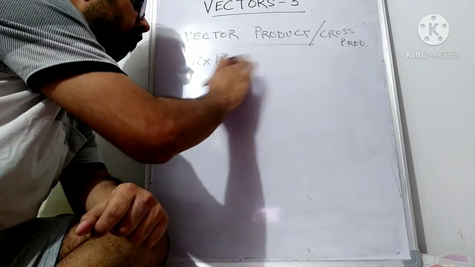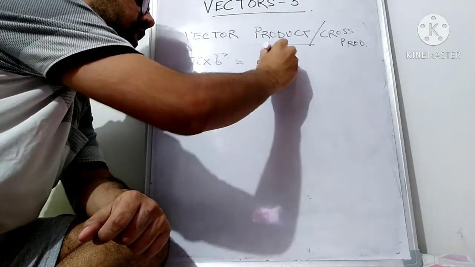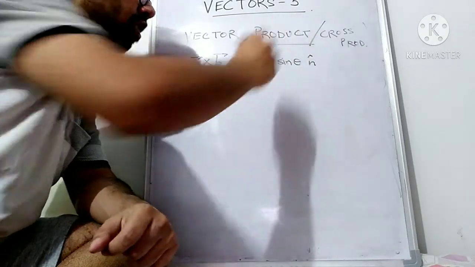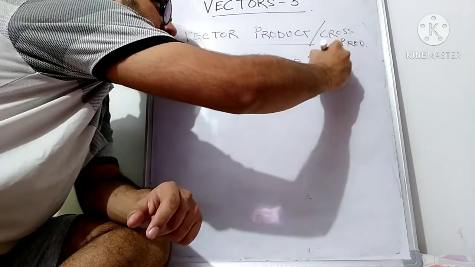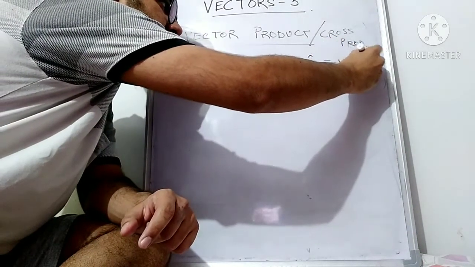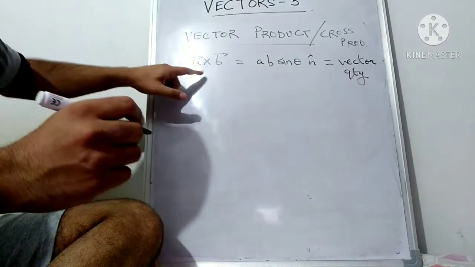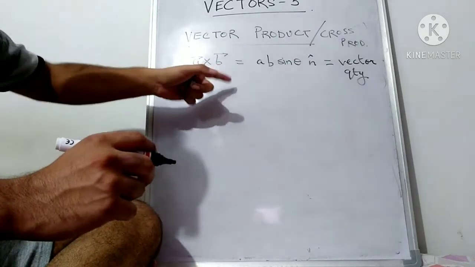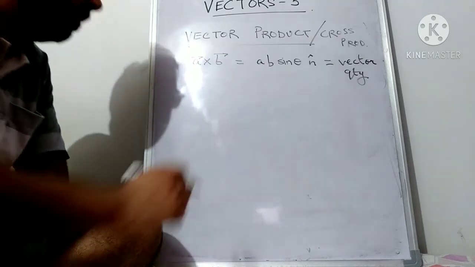So what do we get for the cross product? A cross b means we multiply the magnitudes of a and b, and in place of cos theta we now take sin theta, and we also put a unit vector n cap, because the result in this case is a vector quantity. That is why we also call it the vector product. In the dot product the result is a scalar quantity, in the vector product the result is a vector quantity.